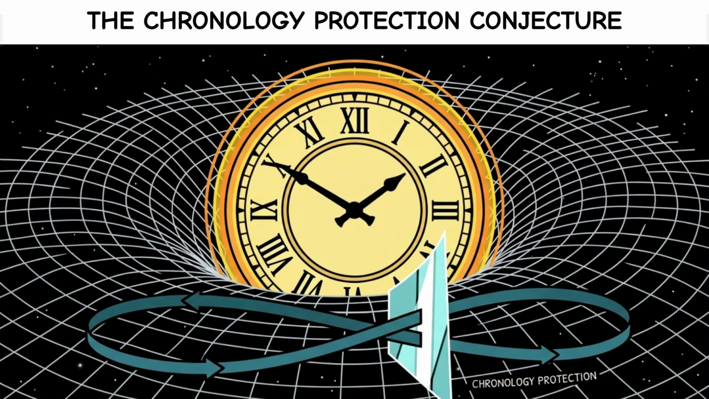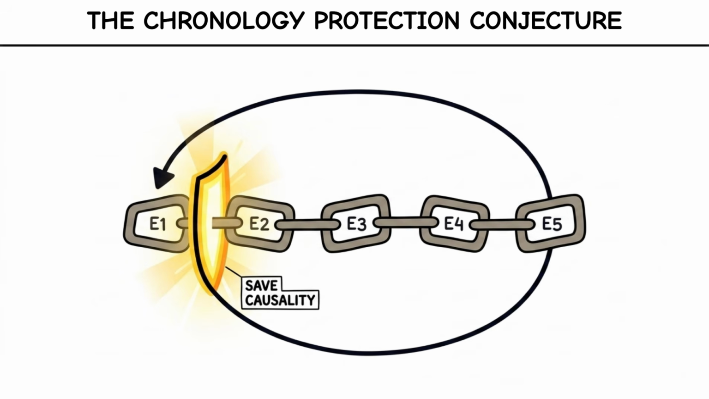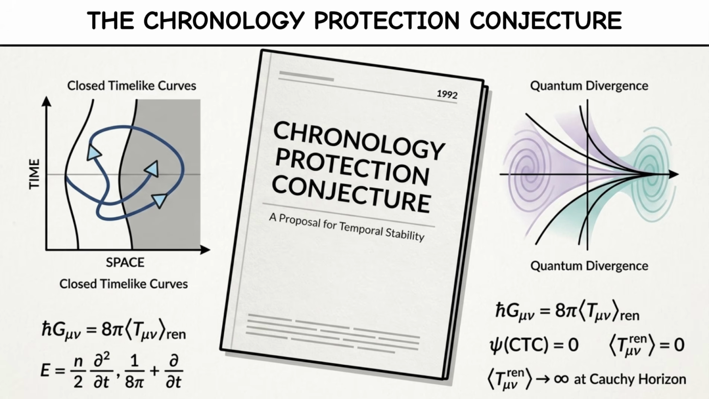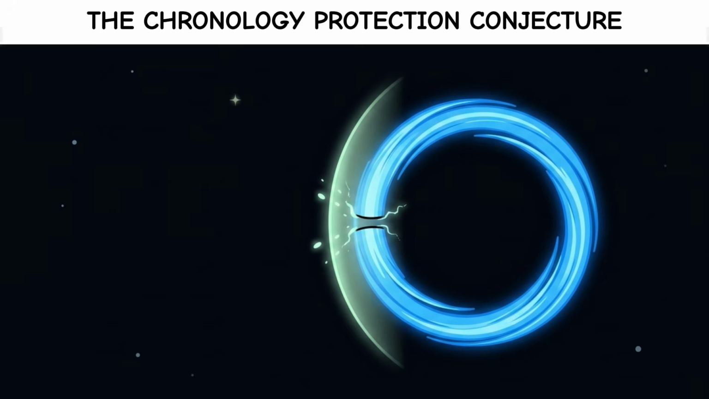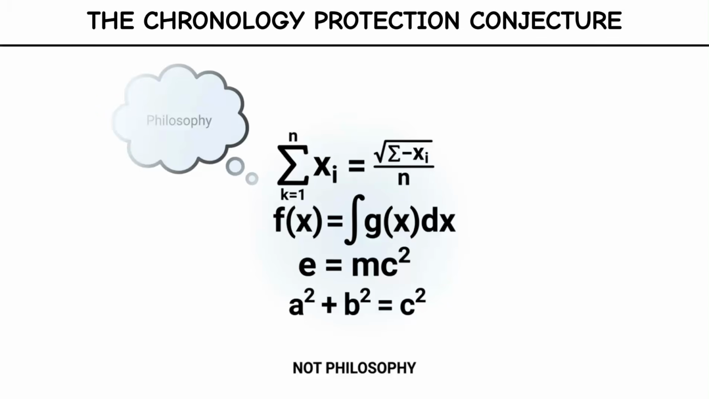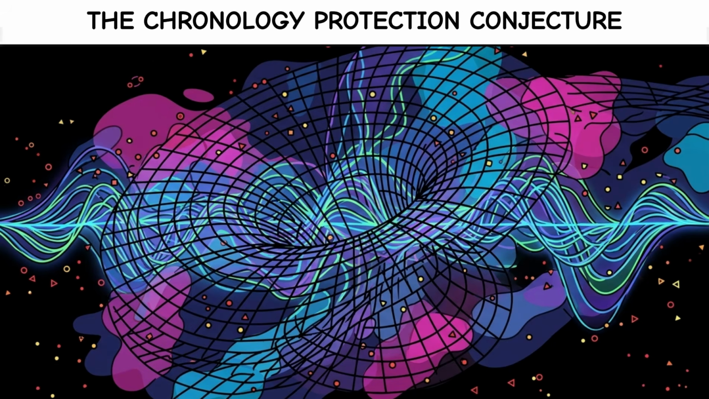Number 6. The chronology protection conjecture. Hawking's attempt to save causality by force. In 1992, Stephen Hawking published a paper with the deliberately blunt title, Chronology Protection Conjecture. His claim, stated in his own words: the laws of physics do not allow the appearance of closed timelike curves. His reasoning was not philosophical, it was quantum mechanical.